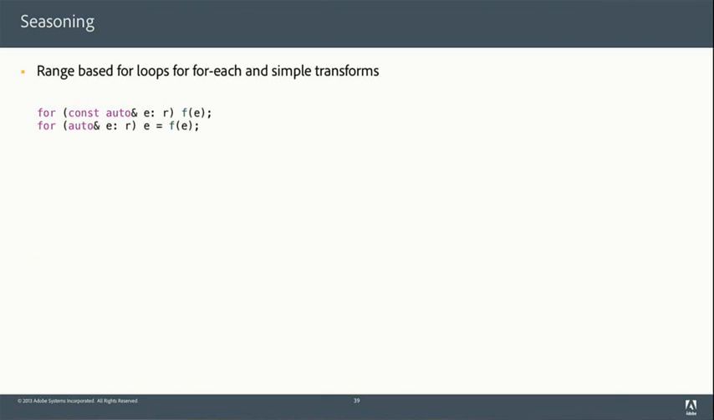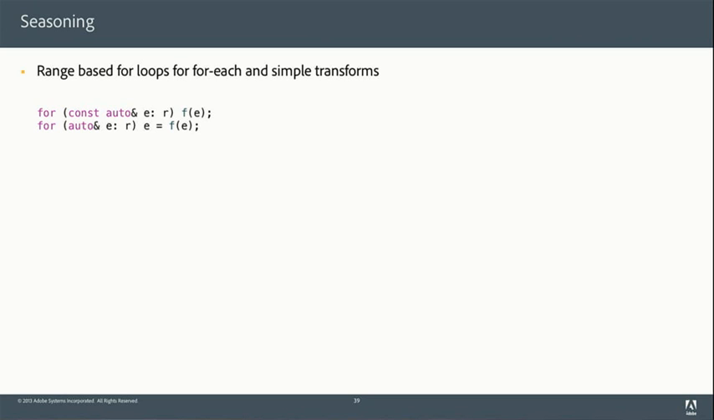Now, range-based for loops, I think, are great, because sometimes you really just want a for each, or a simple transform. But calling std::for_each, there is a for each algorithm, or calling std::transform for a simple case, sometimes you just end up with more code than you need. So range-based for loops can be very elegant.